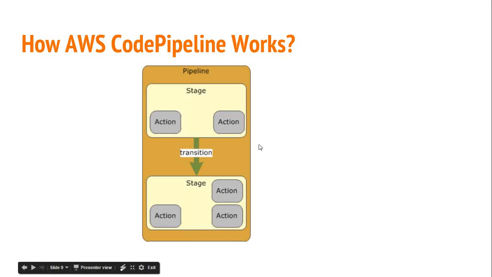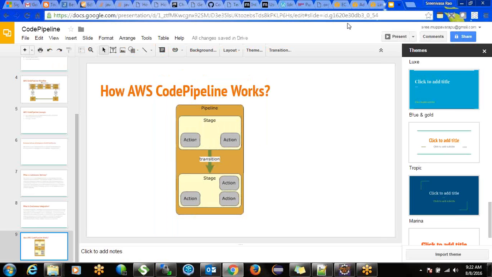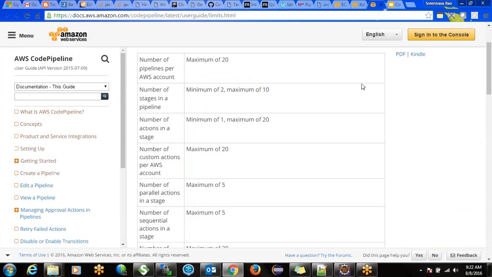So if you see this diagram, this is one pipeline. In this pipeline, we have two stages. In each stage, we will have at least one action. We can write different actions, the number of actions being based on the AWS CodePipeline limitations. Once this stage is completed, we can trigger another stage. There are some limitations on creating pipelines. We can find those limits here.